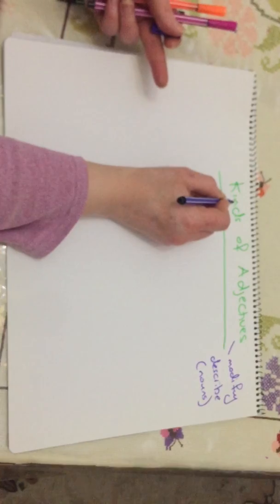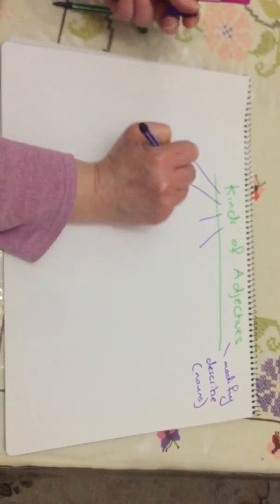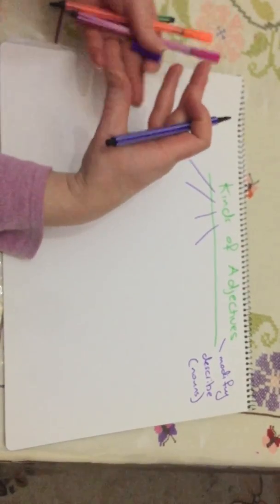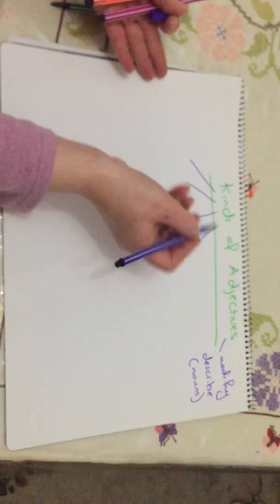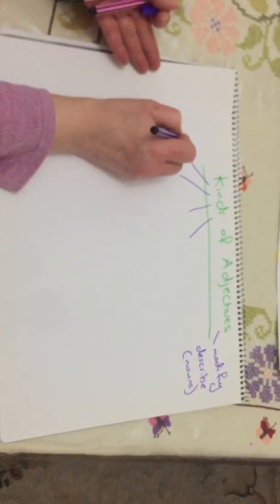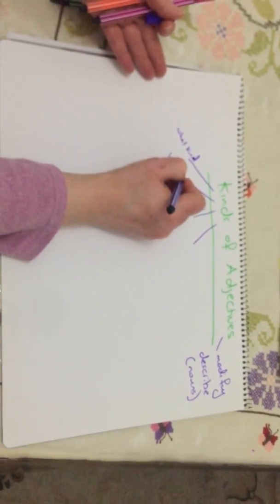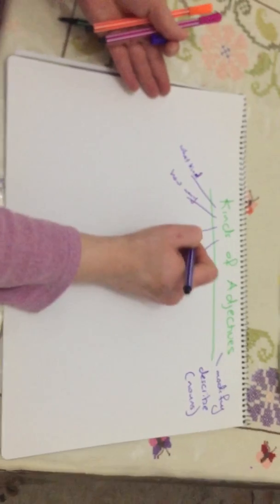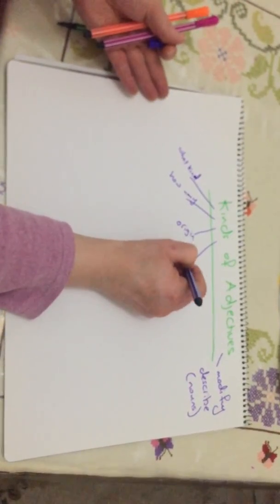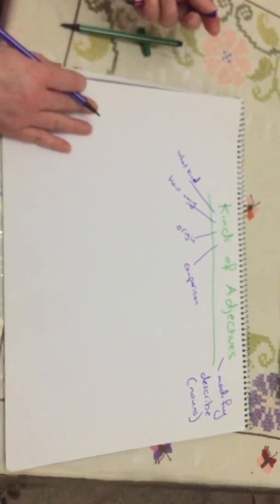Now we have four kinds of adjectives. When we use an adjective, it shows four choices. Either the adjective can show what kind, or how many, or it shows origin or comparison. Now let's explain each one.